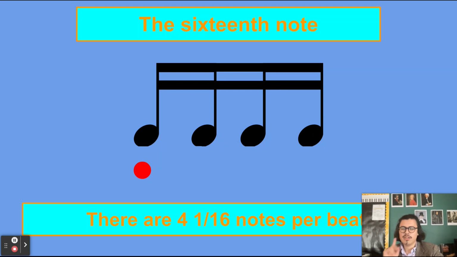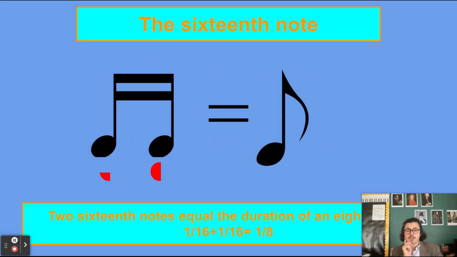All right. So did you hear it? And it's kind of hard to hear if you're not used to listening to them. Also, if there's no beat. But 2 16th notes are going to equal the duration of an eighth note because 16th plus 16th is an eighth.